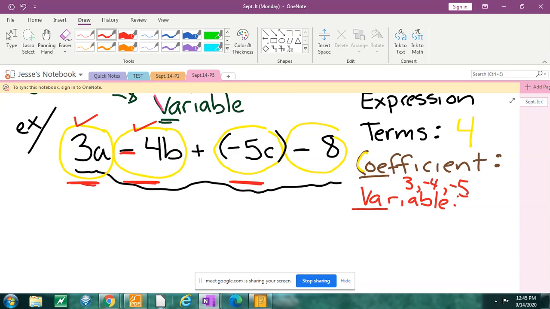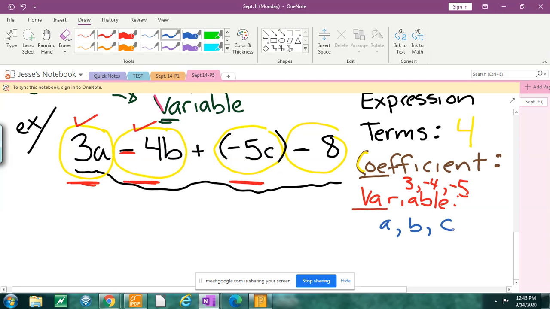All right. So now what are your variables? Remember, those are the letters. And remember, those represent a number because it's 3 times a. I don't know what a is. -4 times b. I don't know what b is. And -5 times, I don't know what c is. So that's your variable. So your a, b, and c. Those are your variables.